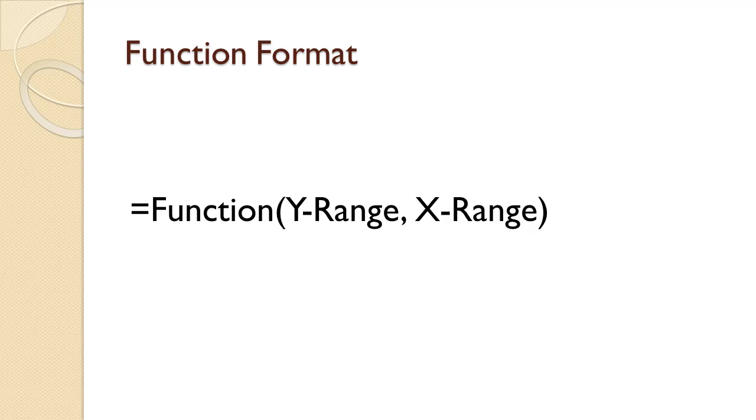The function name then, in parentheses, the y range, a comma, and then the x range. Technically, the Correl function can take the ranges in either order. However, it is best to use this order since the intercept and slope functions require it.